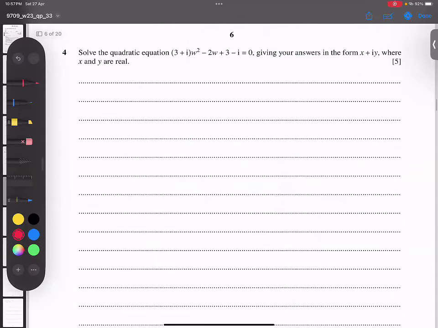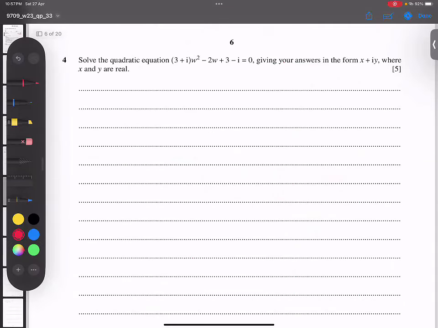Next question. He said to solve the quadratic equation and give the answer in this form. So what is the technique? How can we start the question? Best technique, because you can see this is a w square. So this is a quadratic equation. This is called a. This negative 2 is called b. This is called c.